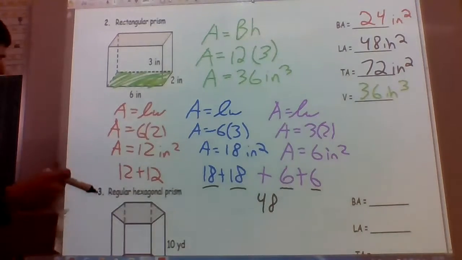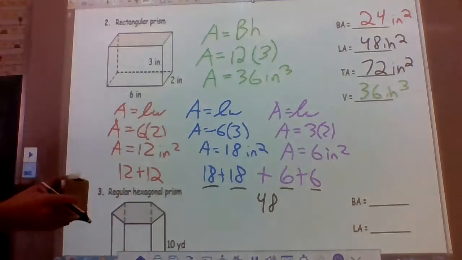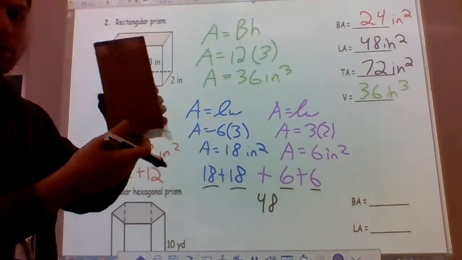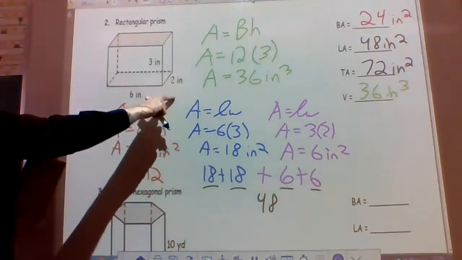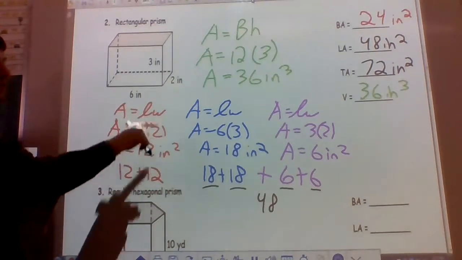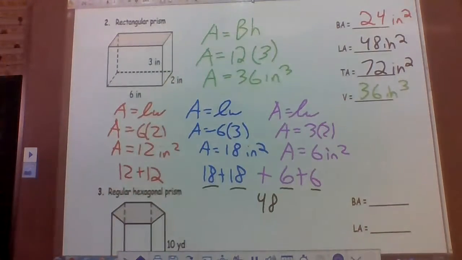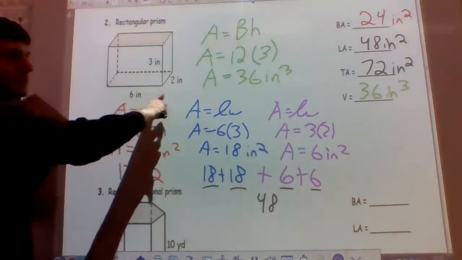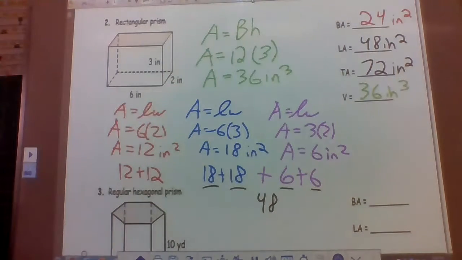Like at the beginning I said we could have picked anything for our base. We could have picked the right and the left. So if we pick the right and the left as our base, then our base area would have been 6, and our height would have been 6. So 6 times 6 would have given us 36. If we would have picked the front and the back as the base, then our base area would have been 18, and the height would have been 2. 18 times 2 is 36.